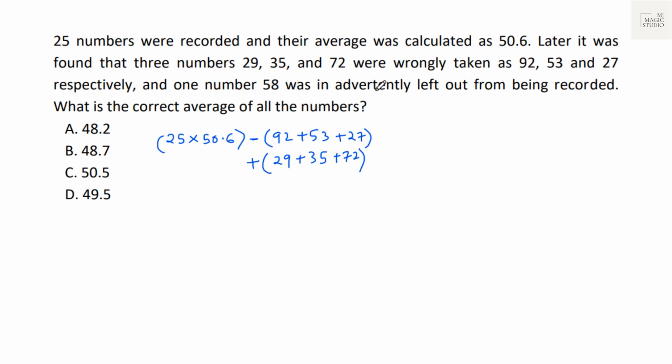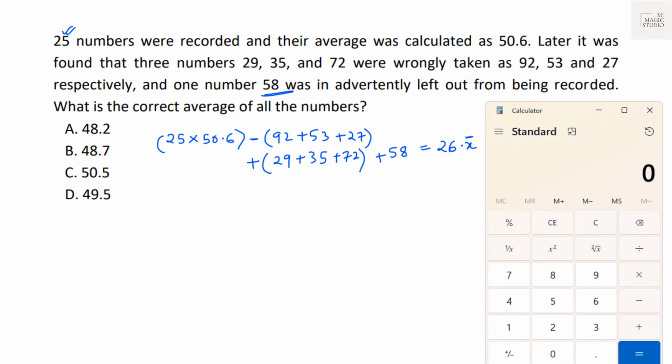And one number, 58, was inadvertently left out from being recorded. So we will add that also. So this is the total of 26 numbers. 25 were old numbers. We have exchanged 3 with 3, and this one new number. Then what is the correct average of all the numbers? This should be equal to 26 into the correct average.